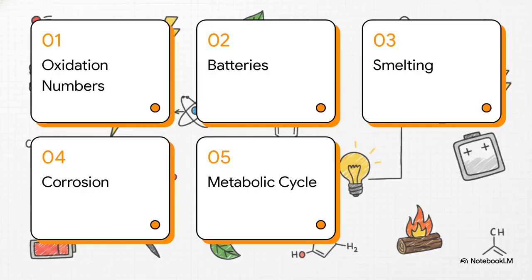Okay, let's lay out our roadmap. We'll start with part 1, the oxidation number electron ledger. Then part 2, batteries. Part 3, smelting. Part 4, corrosion. And finally part 5, the metabolic cycle.